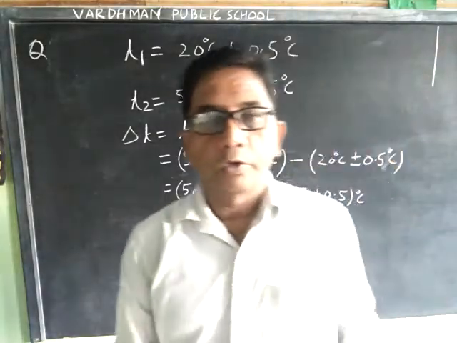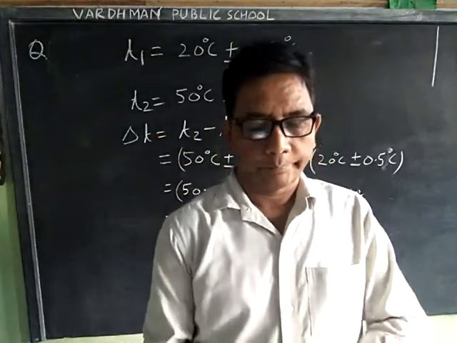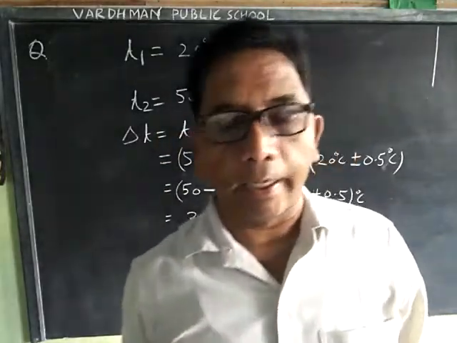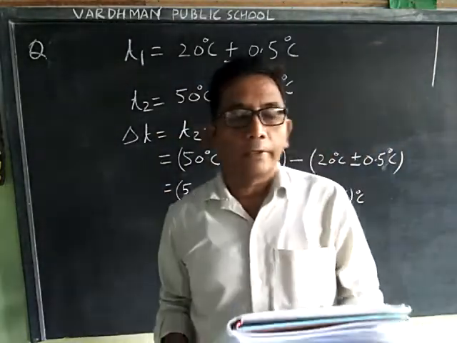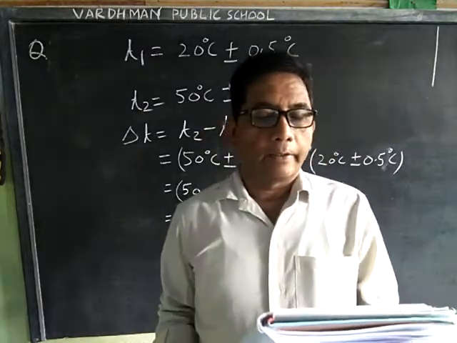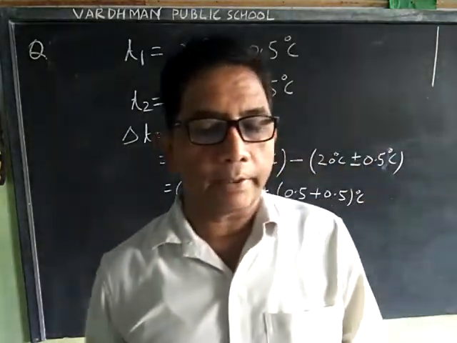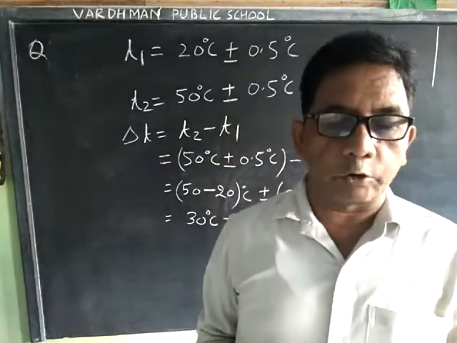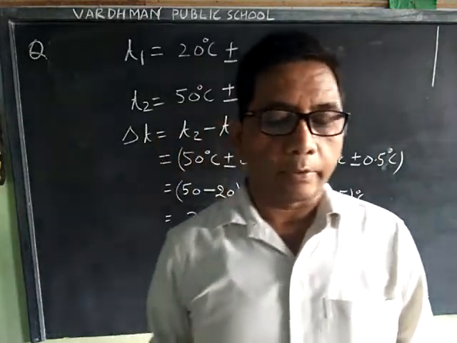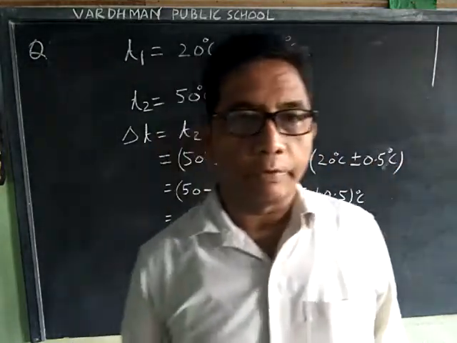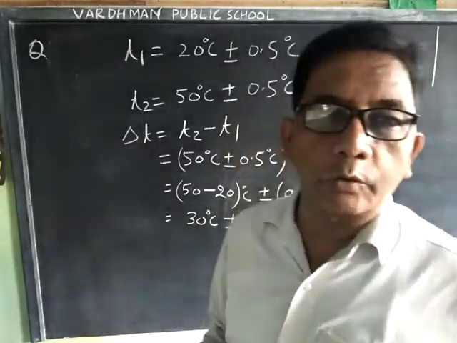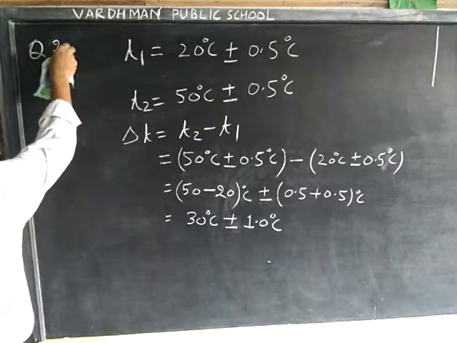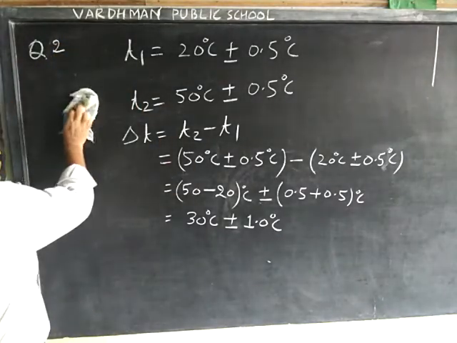Now third question is: the length and breadth of a rectangle are 5.7 plus minus 0.1 centimeter and 3.4 plus minus 0.2 centimeter. Calculate area of the rectangle. We know area of the rectangle is equal to length into breadth. This is second question.